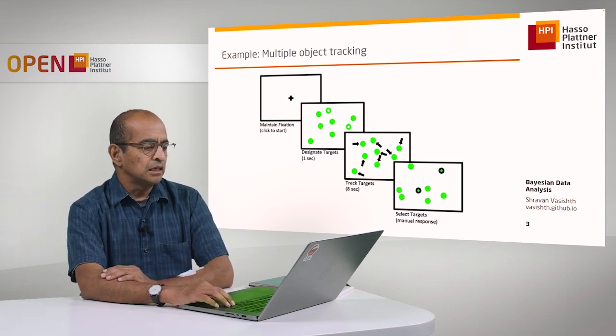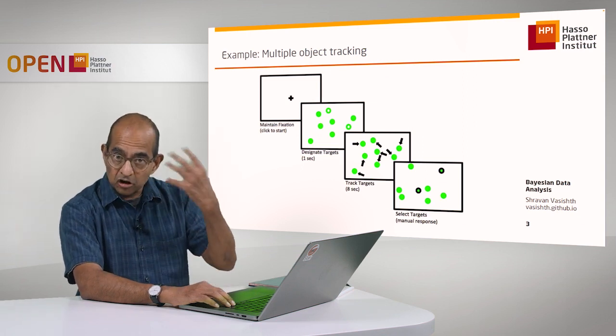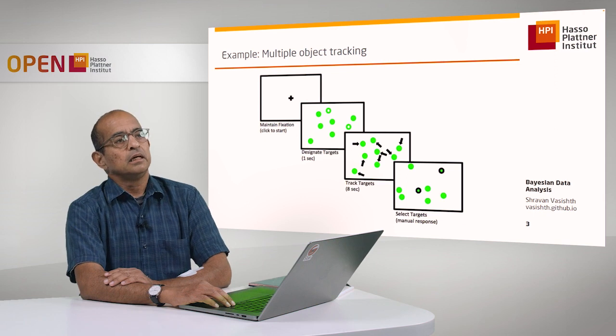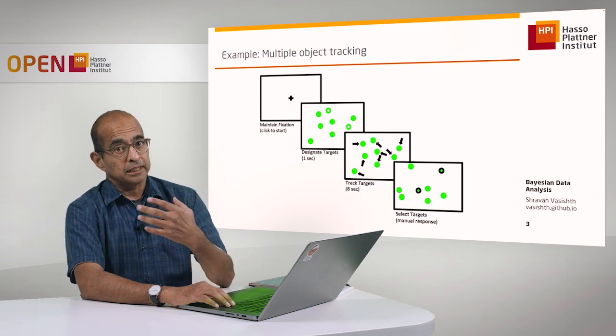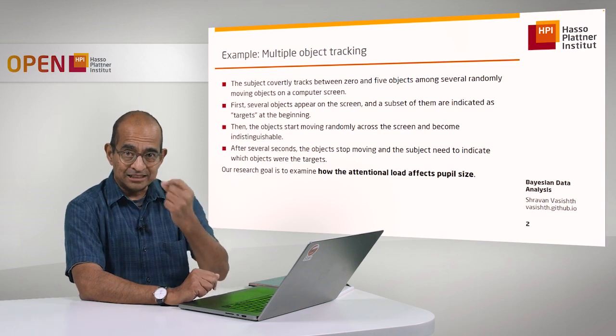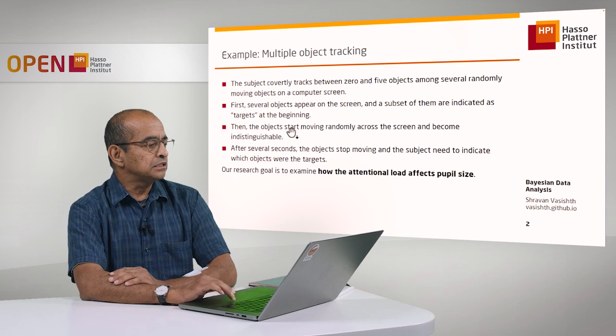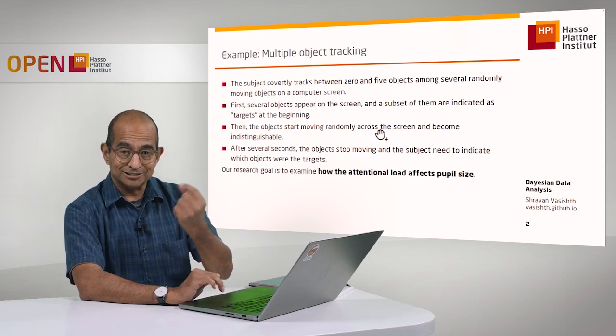So this is the basic issue that we are studying here, and actually the cognitive process that one is studying is attentional load, right? So how accurate are you at keeping track of the targets as attentional load increases? And load is increased by increasing the number of dots on the screen, right?